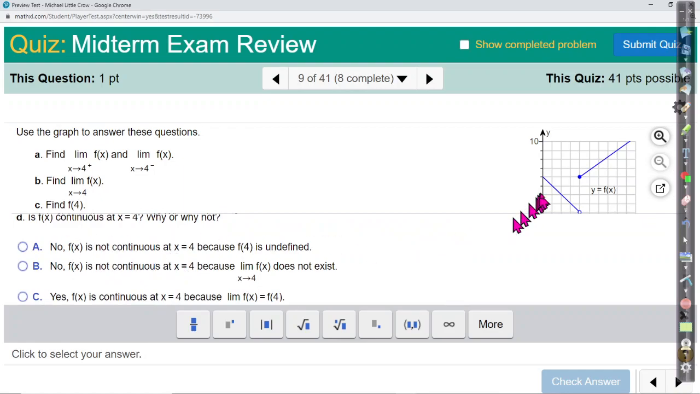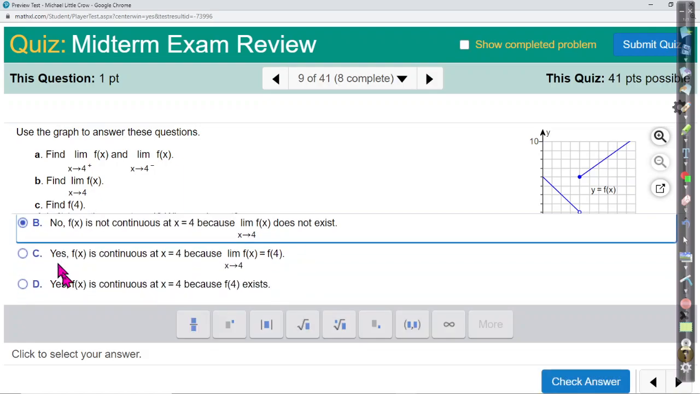Is it continuous? That doesn't look continuous to me. That's a jump to go from there to there. Continuous means you could draw this graph without lifting up your pencil or pen. So no, it's not continuous. But what's the reason? f of x is not continuous at x because f of 4 is undefined? Well, no, f of 4 is defined, but it's not continuous because the limit does not exist. That's the reason. Let's see, there's a couple others. Nope, this is a yes and a yes. So it has to be B.